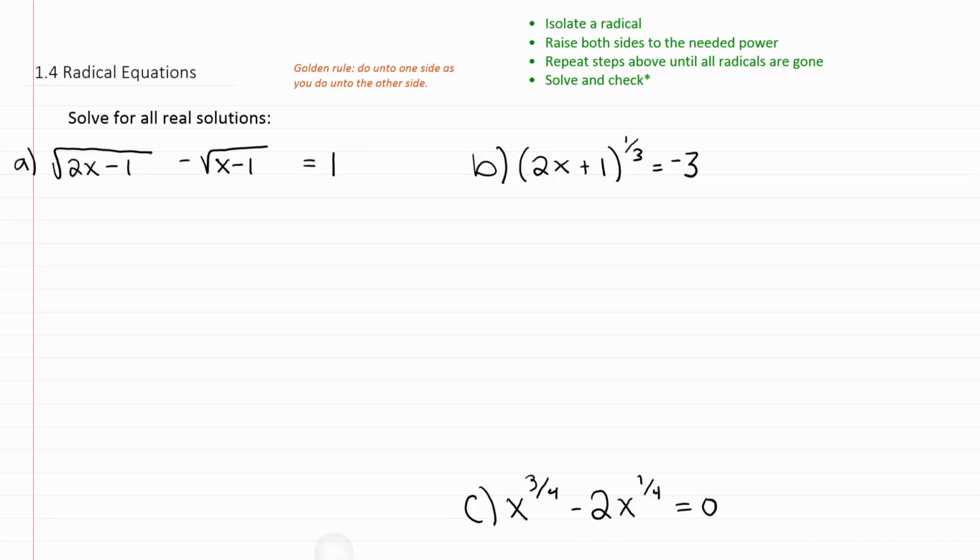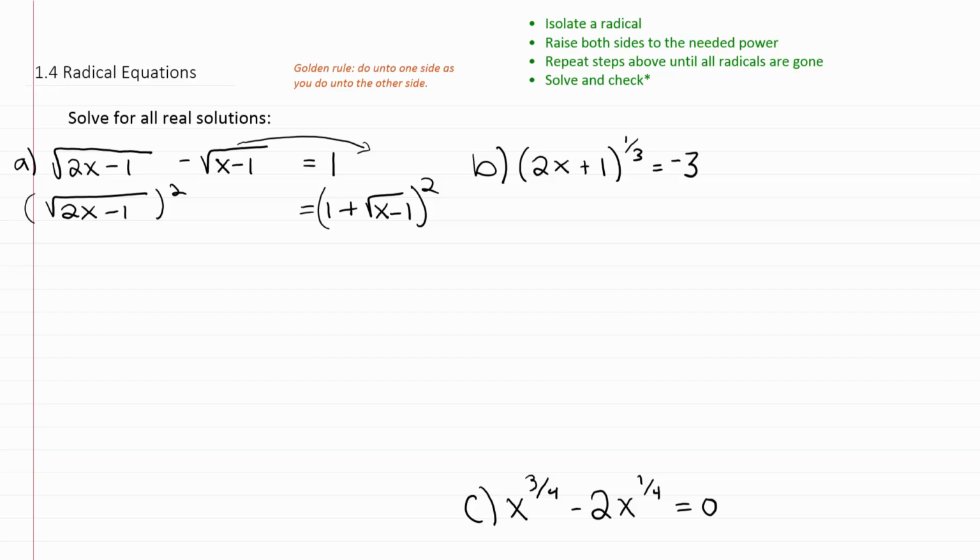I'm going to isolate the radical furthest to the left here because it's slightly more complicated than the one on the right. So let's write it as the square root of 2x minus 1 is equal to 1. And I'm going to move this guy over here to make it a plus square root of x minus 1 on the right-hand side. Now from there I'll square both sides of the equation.